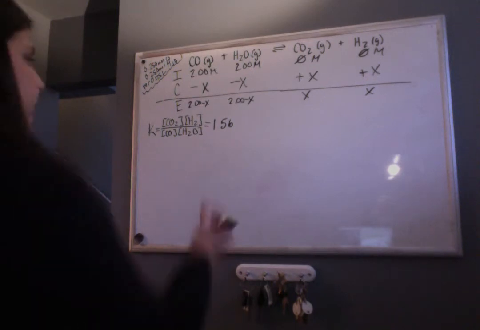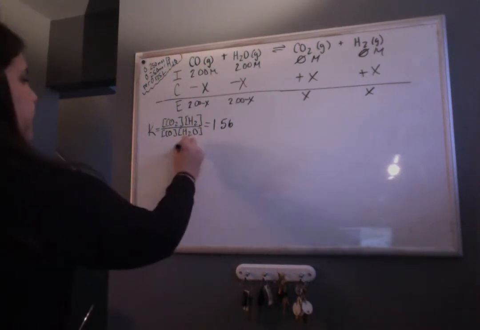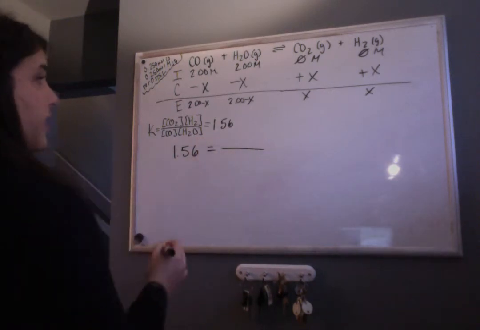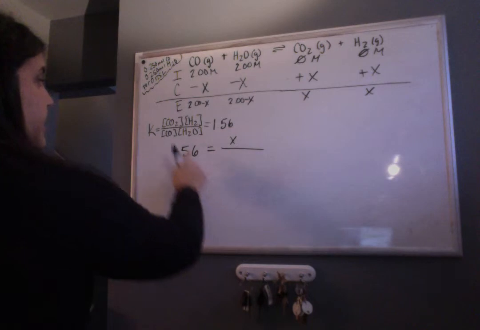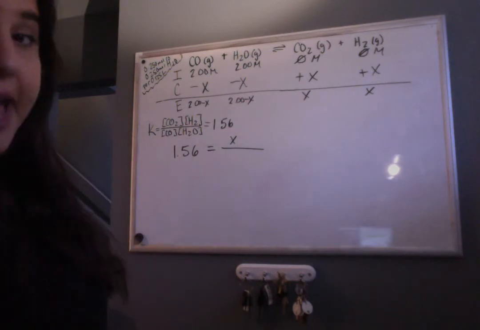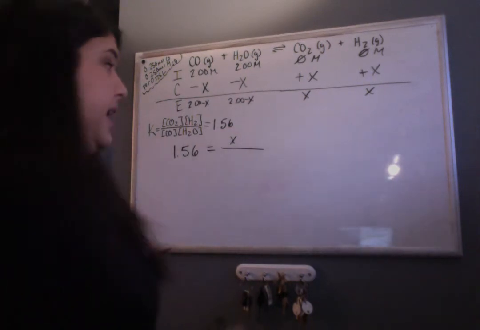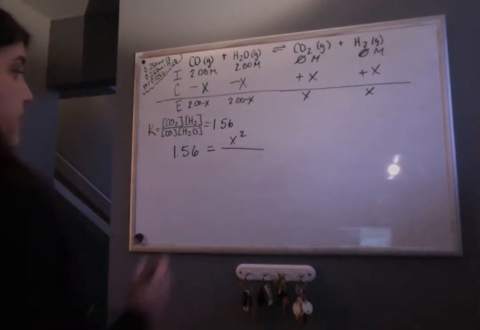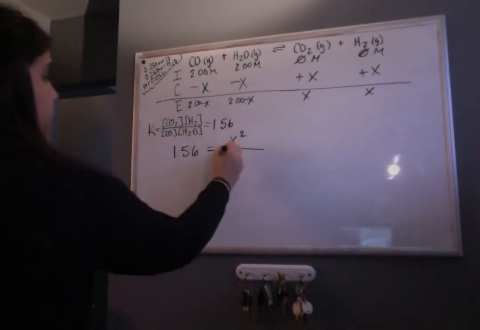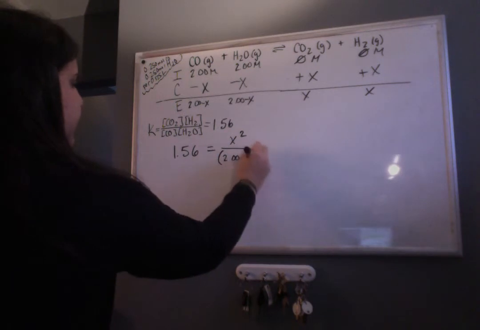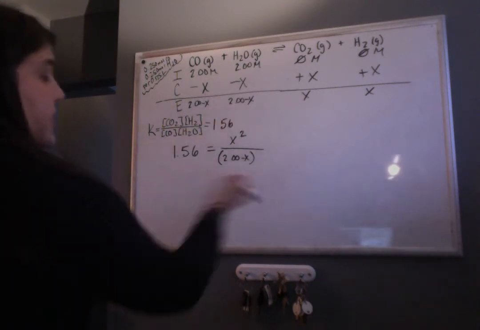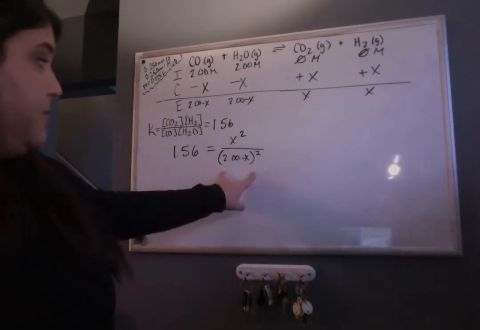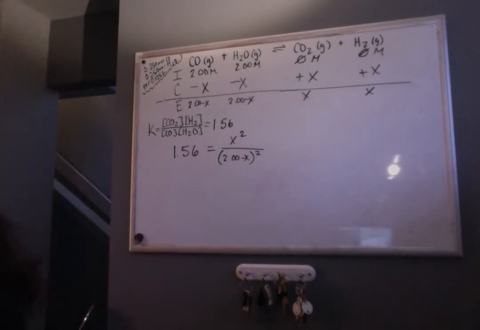So right now, I can set this equation up and say 1.56 is equal to, on top, my concentration of carbon dioxide at equilibrium, x, times my concentration of hydrogen at equilibrium, which again is x. So x squared goes on top. On the bottom, I have the concentration of carbon monoxide, which I found to be 2.00 minus x, and the concentration of water, which again is 2.00 minus x. So I have (2.00 minus x) squared on the bottom, x squared on top.